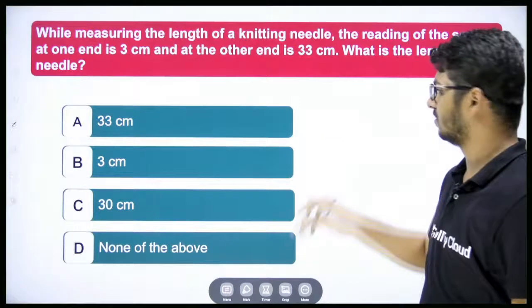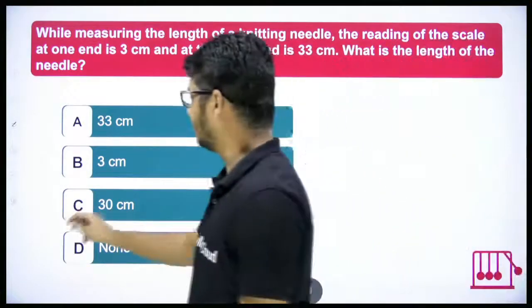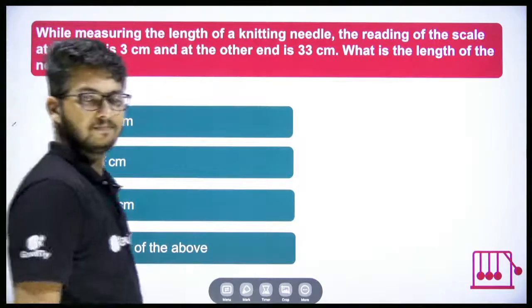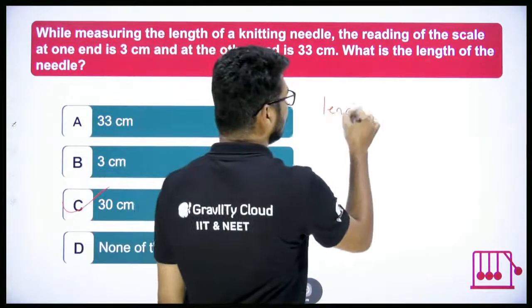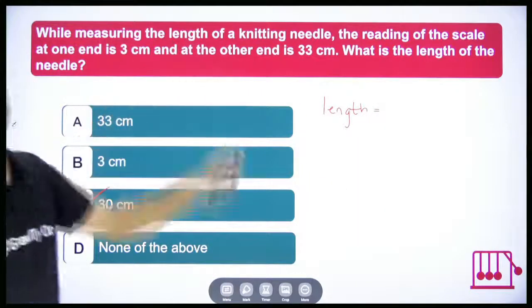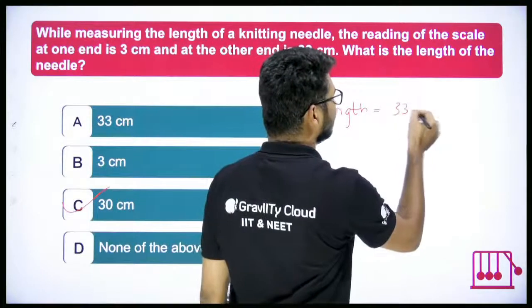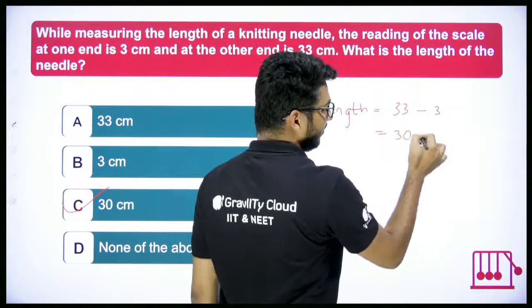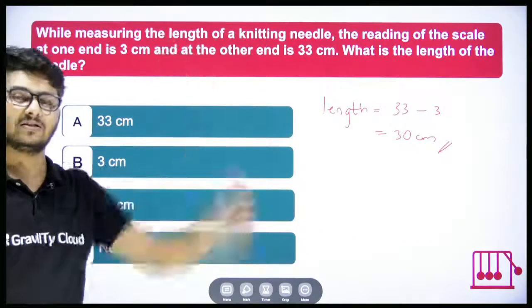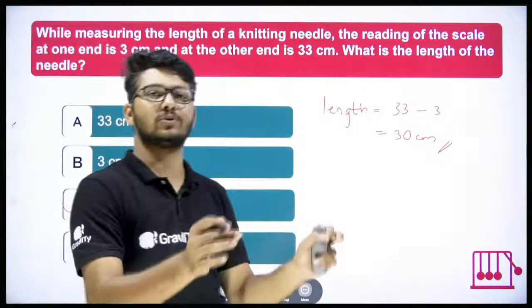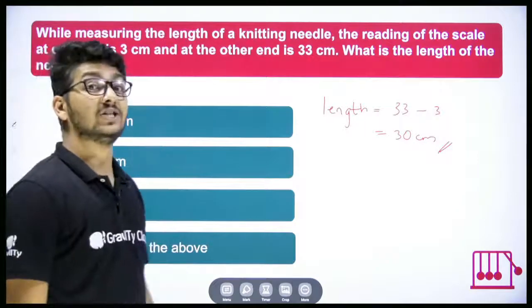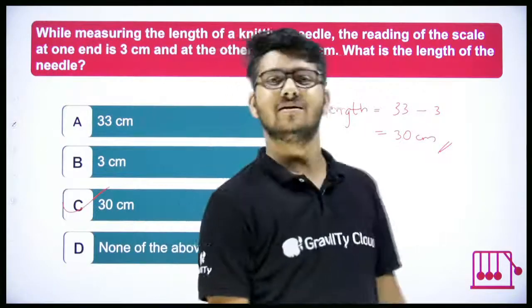The time is up. And the answer is option C, 30 centimeters. Why option C? It's simple. What will you do to get the length? You subtract the readings. One reading is 3, the other is 33. So when you subtract them, it is 33 minus 3. 33 minus 3 is 30 centimeter. That itself is the length. That's it. You do nothing else. You subtract both the readings. Got it? It's like using a damaged ruler, a damaged scale.